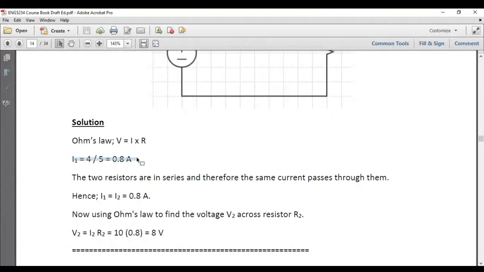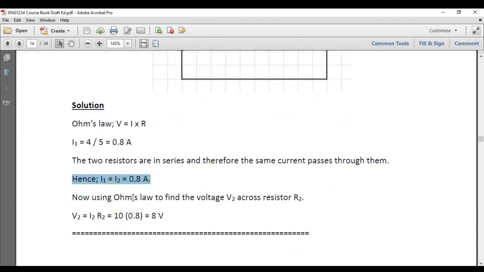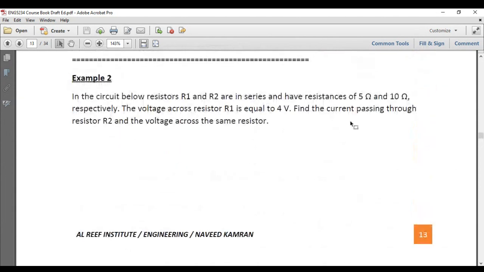So we have both of these pieces of information available. We put them in the formula and we find that the current is 0.8 amperes. The two resistors are in series and therefore the same current passes through them. So we can simply write, without any calculation, that I1 and I2 both are 0.8 amperes. So one part is solved: find the current passing through resistor R2. Current we have found. Now it's time to find the voltage across the same resistor, R2.